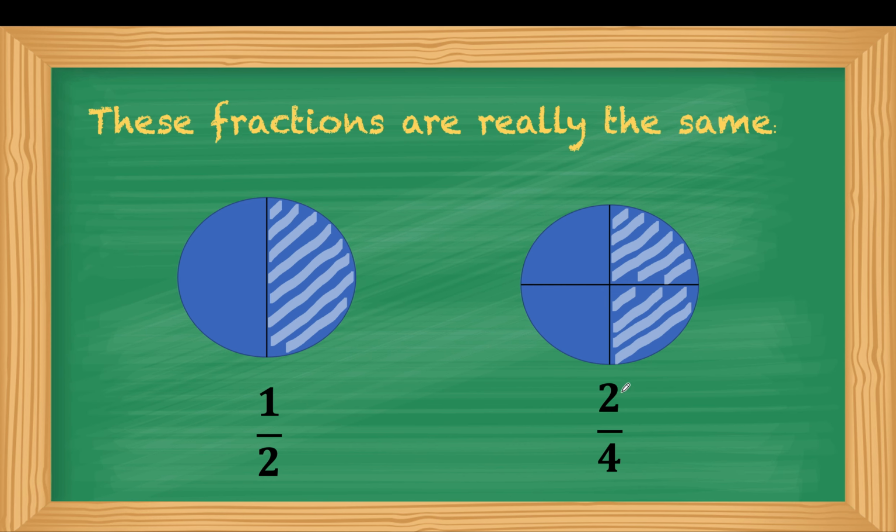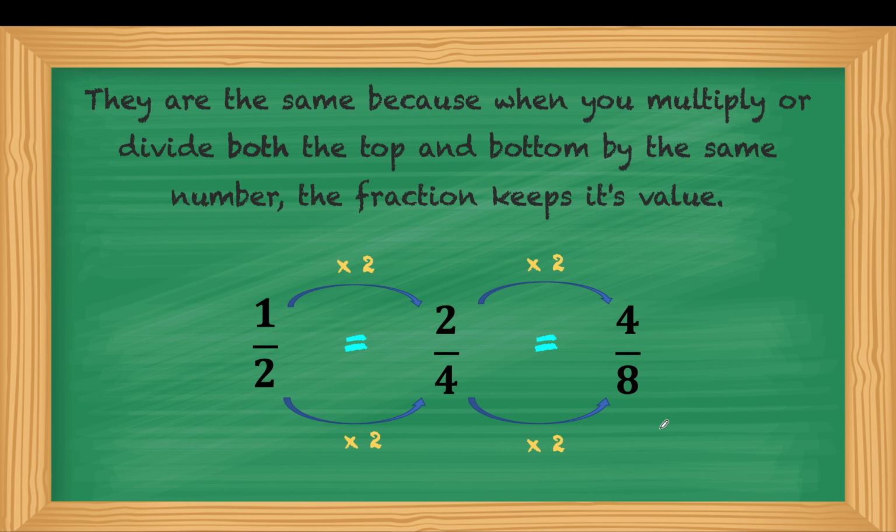So if I was to reduce this, 2 into 2 goes 1 time and 2 into 4 goes 2 times, I will end up with my fraction being a half. This means that 2 over 4 and a half are equivalent fractions.